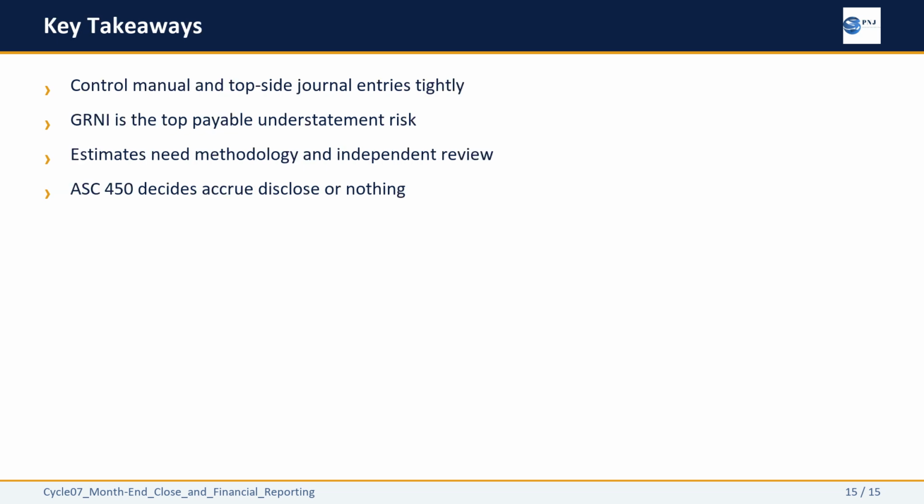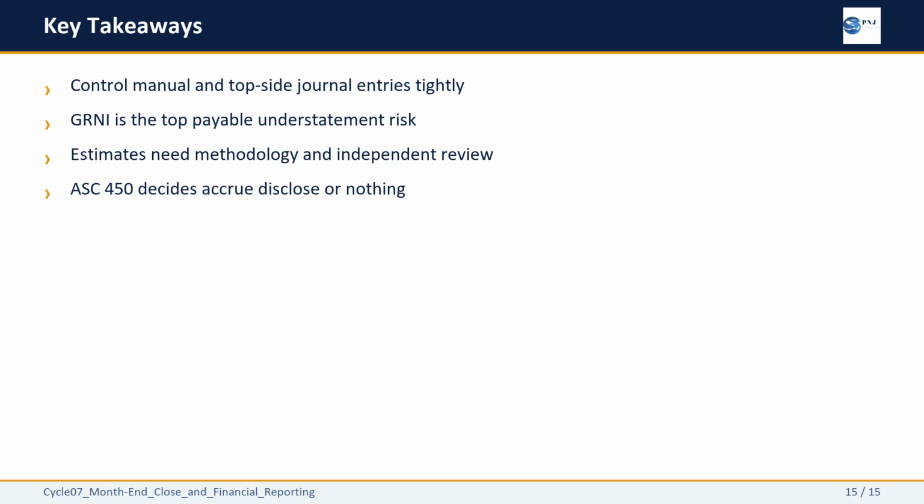Let us pull the threads together. Journal entries are the engine of the close, and manual and topside entries demand the tightest controls because that is where override hides. Accruals put expenses in the right period, and goods received not invoiced is the most common source of payable understatement, so chase it down.